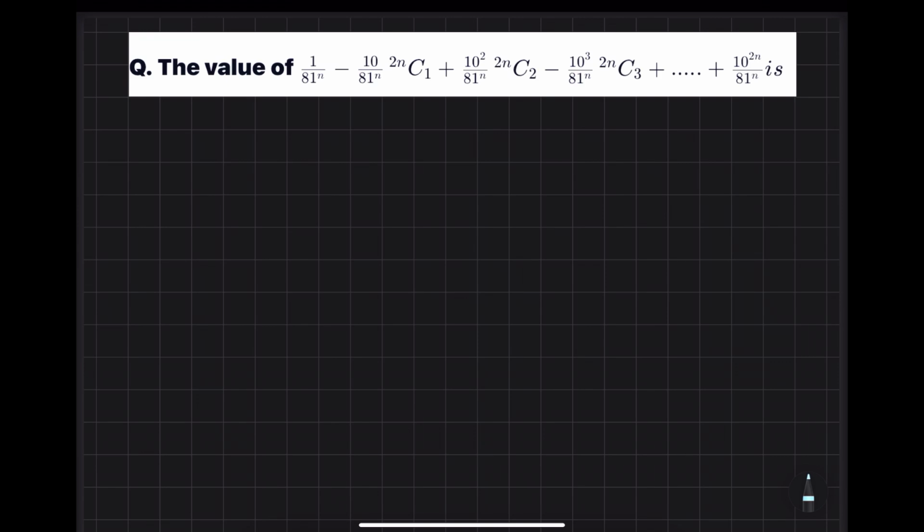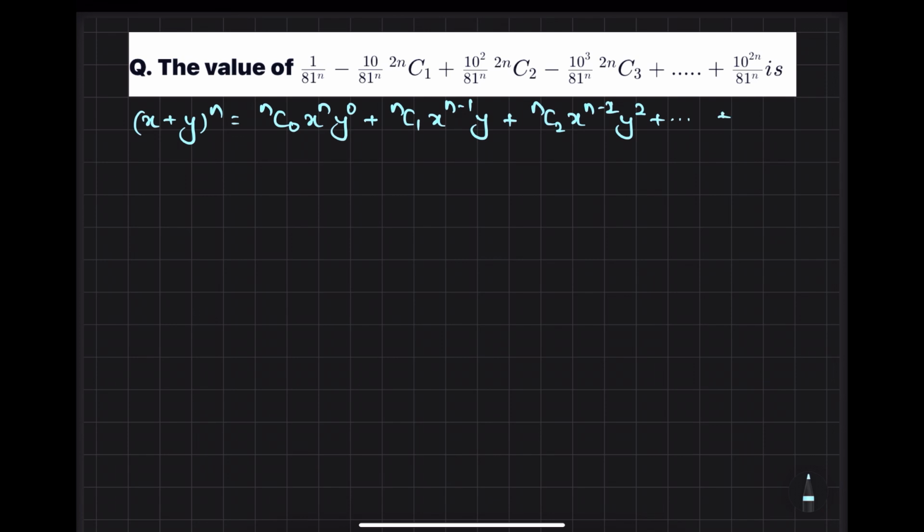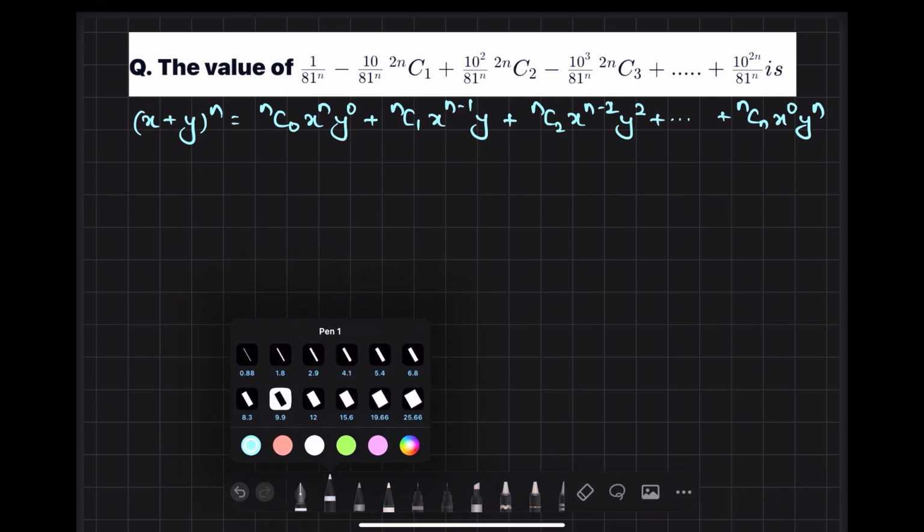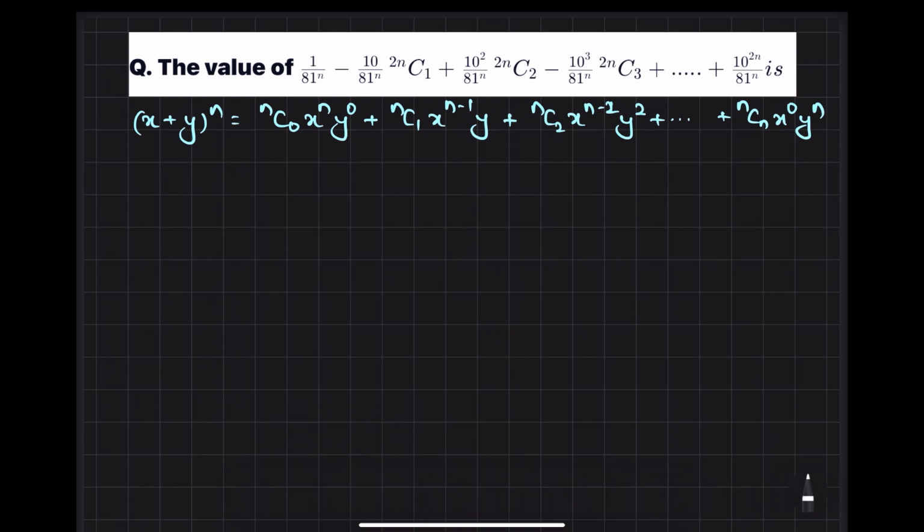You know how to expand (x plus y) power n. You know that the first element will take nC0, x power n, y power 0, then nC1, x power n minus 1, y power 1, nC2, x power n minus 2, y power 2, and this thing will keep on going till nCn, x power 0, y power n. So based on simple observations, we will try to handle this situation.